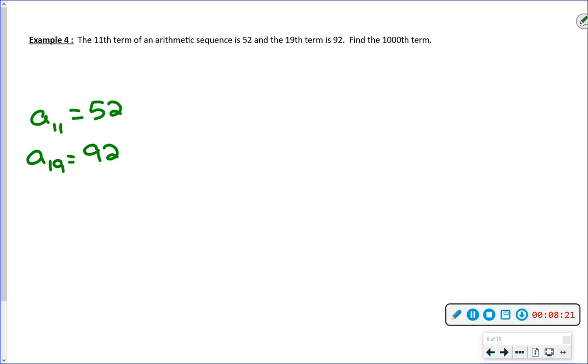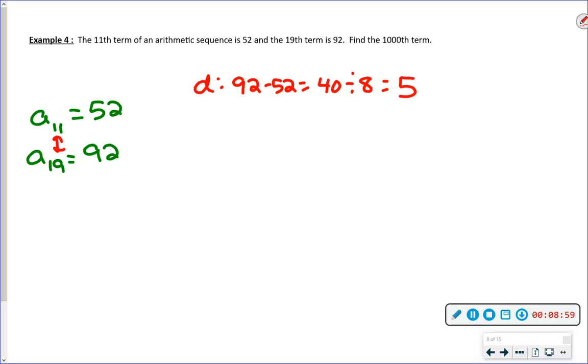So, to get anything with arithmetic sequences, what's most important is that darn common difference. So I'm going to work on that. For the difference, I'm going to subtract those. We can subtract that in our head. The difference from 92 to 52, obviously it goes up by 40. Okay, but wait a minute. That is from the 11th to the 19th. I want to evenly scale it for each term. How many terms are there between 11 and 19? 8. Oh, right. So there's my common difference.